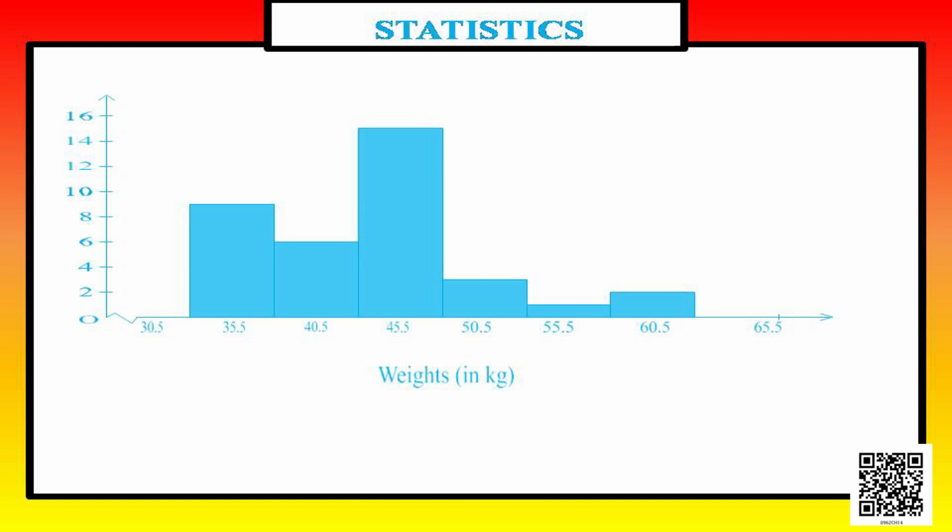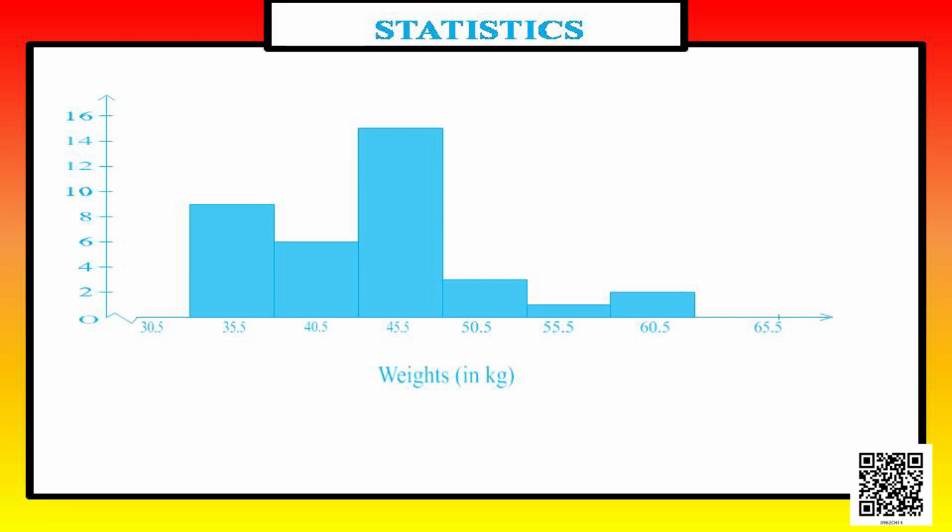Now, here since the class width is 5 in each case, so the difference between each one is equal, that is called the width of the class, they are same. But in the beginning it is 0 to 30.5. So, for that we draw a zigzag line in the beginning, and in the first column we are having 30.5 and 35.5. Our frequency was 9.